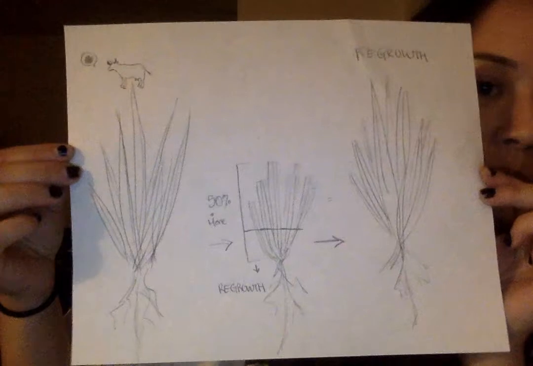So again, my name is Lily. This is for my RS300 class. Here's my diagram. I copied this from figure 5.3 in the Range Management Principles and Practices textbook and just put my own spin on it.